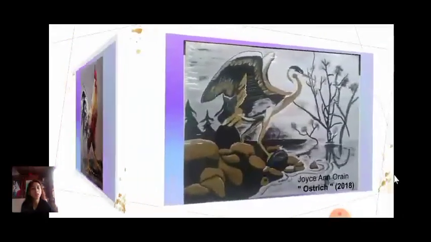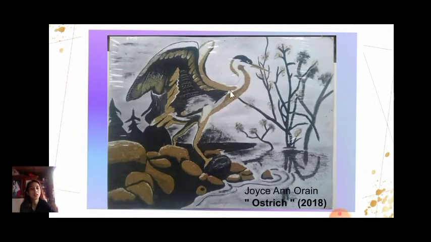Then, the other one, I made this in the year 2018. It is the topic about an ostrich walking in river. I think it is a river.